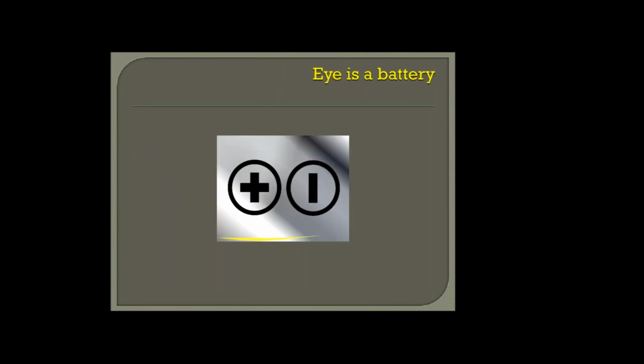So our eye surface is considered to be a battery, where the cornea is acting as positively charged and the retina is acting as negatively charged. So this is the corneoretinal potential, which is always on, whether it is in the resting stage or in the action stage.